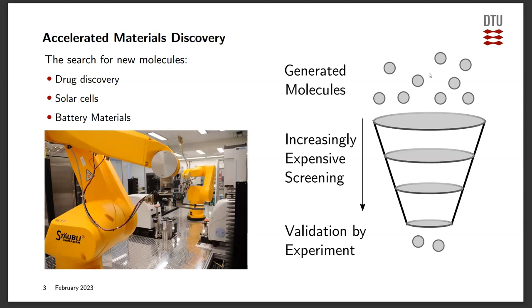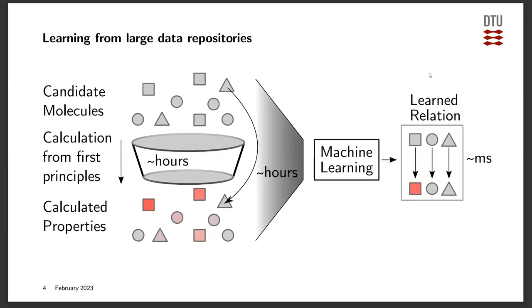In the broader picture, in autonomous materials discovery, we often work with what we call the screening funnel. So we have a lot of candidate molecules that we want to find the best ones for some application. And we will use some very cheap methods in the beginning to screen out the bad candidates, and then, if we end up with a few good ones in the end, we could validate them with experiments. So if we take one slice of this funnel, it could be DFT calculations that we run for hours and days trying to screen through these molecules.